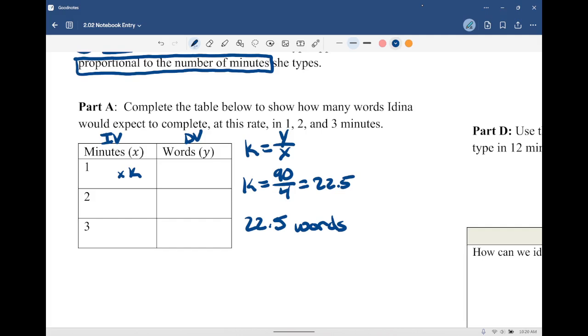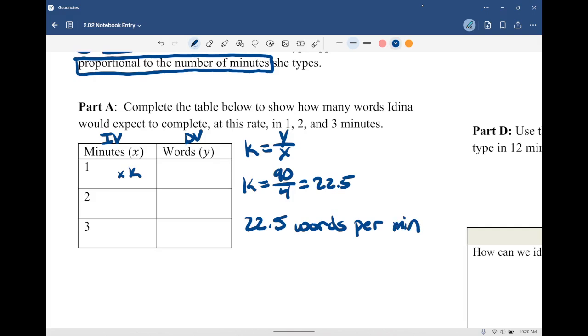What did we say a unit rate was going to look like in our notes? What did we say? We literally wrote it out on the other side. Eden, say it again louder. Yeah, I know, first unit per second unit. This is 22.5 words, okay, per what? What's the unit? Minutes. This is 22.5 words per minute.